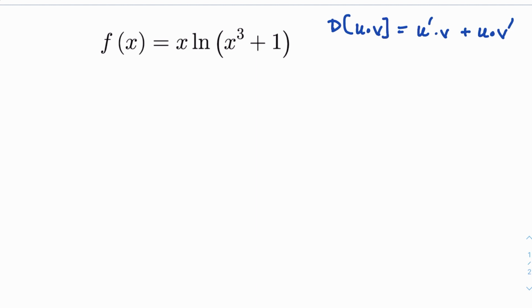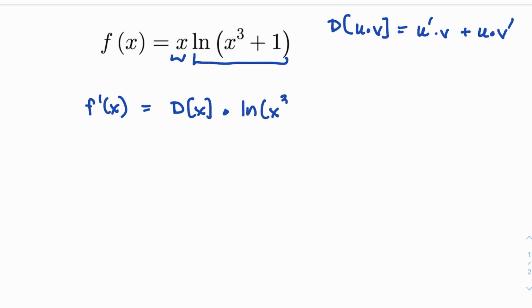So what we have here is our first and our second. So the derivative is the derivative of x, which is 1. So I'm just going to actually write that as the derivative of x times the natural log of x to the third plus 1, plus the first times the derivative of the natural log of x to the third plus 1.